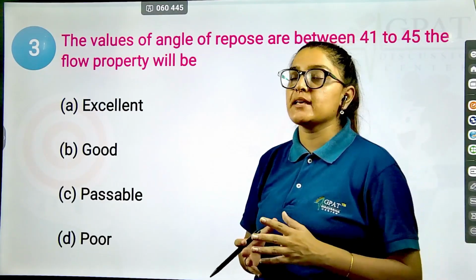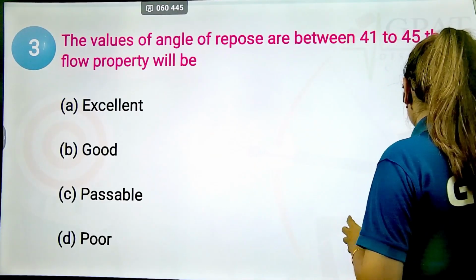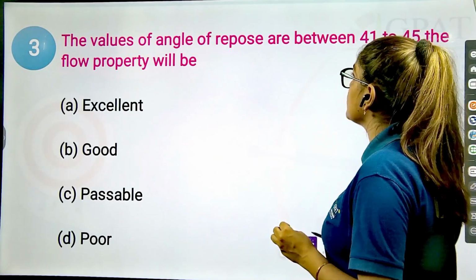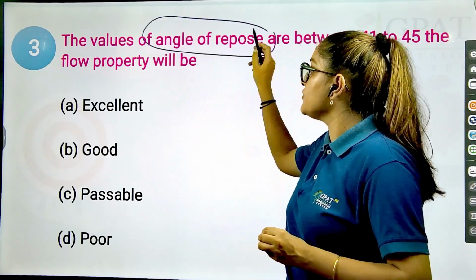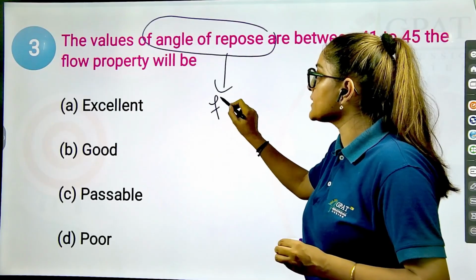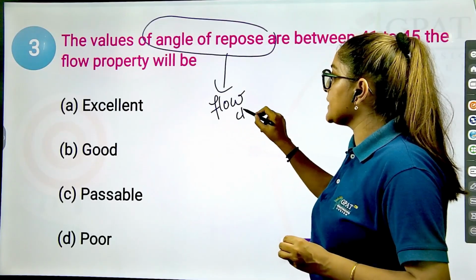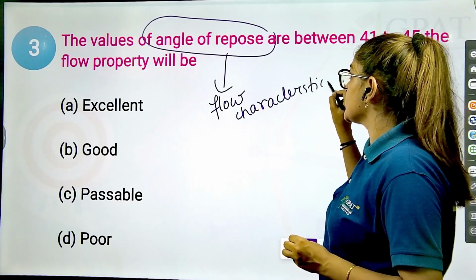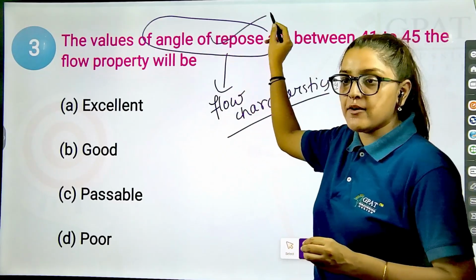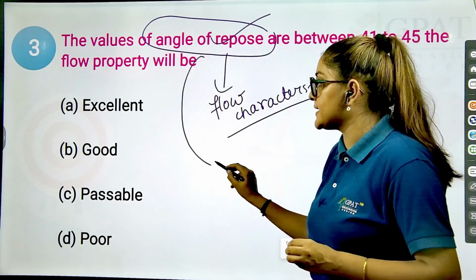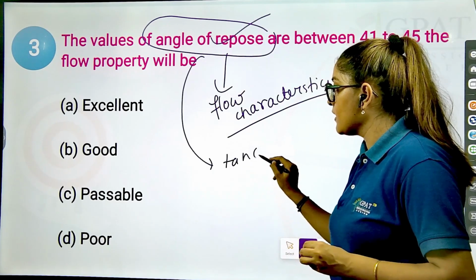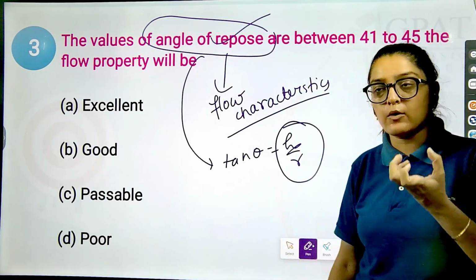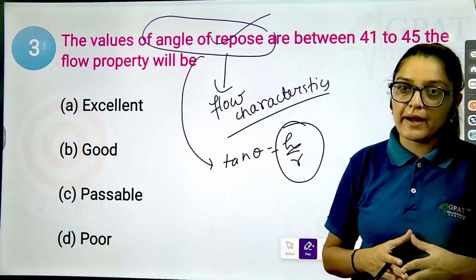The next question is based on the angle of repose. You must remember these are the properties which we find out so that we know the flow characteristics. For determining the flow characteristics, we have number 1 Hausner ratio, number 2 Carr's index, and then angle of repose, which states tan theta equals h by r, that is the height of the pile of the powder and the radius of the pile of the powder.